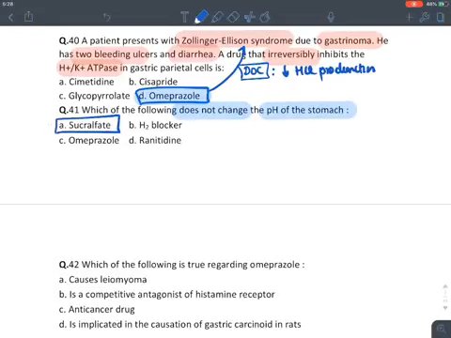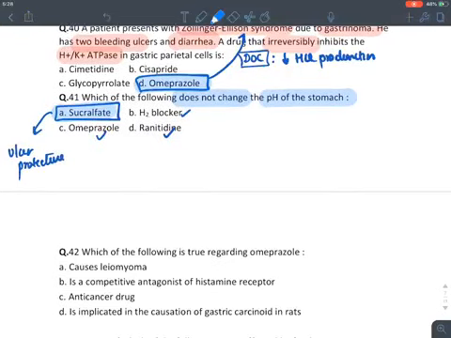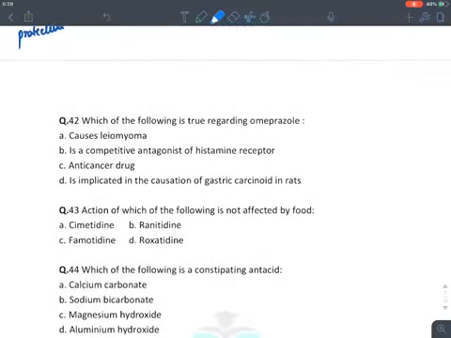Which of the following drugs does not change the pH of stomach? The answer is sucralfate. Sucralfate is an ulcer protective drug, while ranitidine, H2 blocker and proton pump inhibitor will reduce HCl production. The pH may increase. Which of the following is true regarding omeprazole?